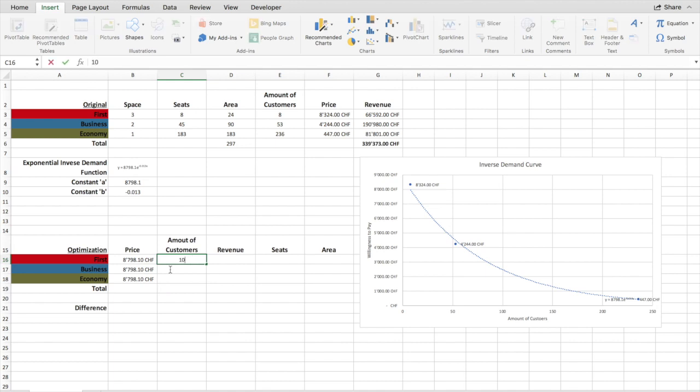Next, arbitrary values for the amount of customers per segment are set. Important is to keep in mind that we need to use the aggregated number of customers, not the seats per segment. Multiply the amount of customers by the price to get the revenue. For business and economy segment, however, the amount of customers in higher segments need to be subtracted. Sum these values to get the total revenue.